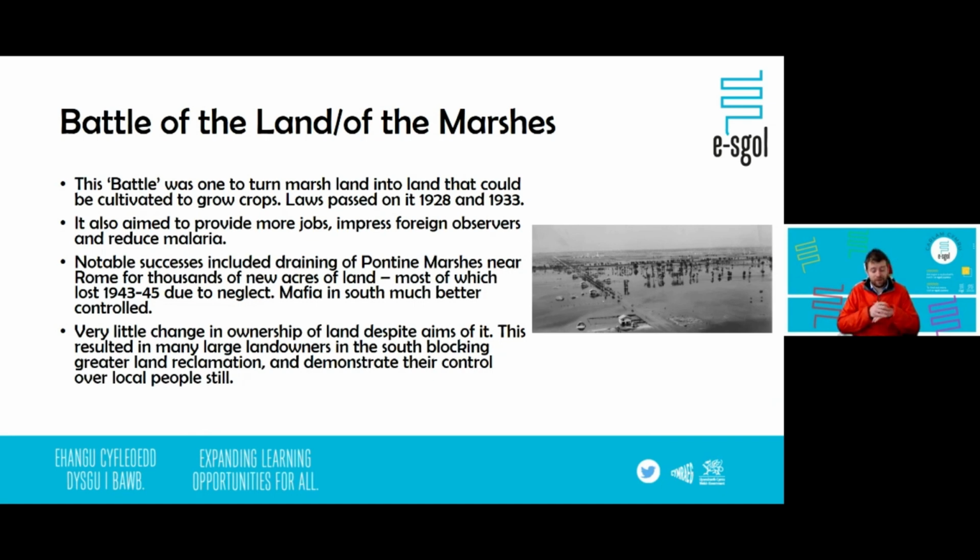And there was, like ever, massive success to some extent with the draining of the Pontine marshes near Rome. Thousands of new acres of land were created. Most of which, though, were lost in 1943 to 1945 due to neglect in the war. And actually, in some cases, it just increased mafia control in the south. Very little change in the ownership of the land, despite the aims of it. This resulted in many large landowners in the south blocking greater land reclamation and demonstrated their control over those local people still. It wasn't the fascist government controlling it, it was the large landowners, possibly even the mafia.